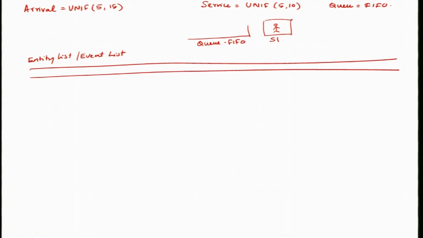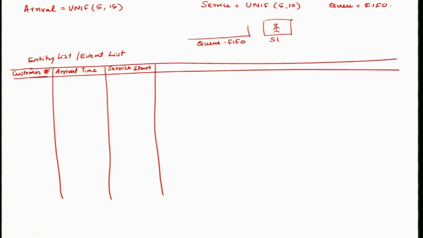Okay, let us think about it as an entity list for the time being. We can say it as customer number, then we will call it arrival time, then service start, service end, depart, okay.